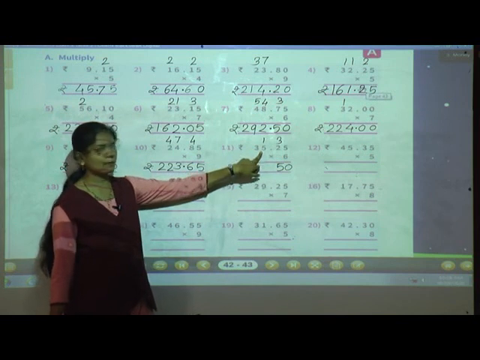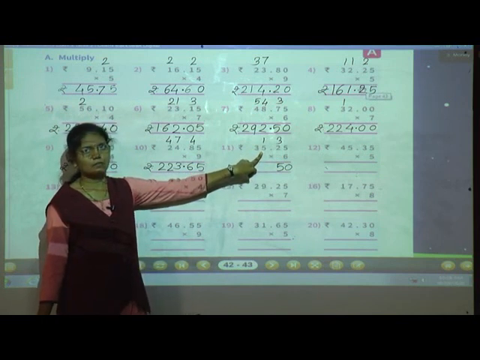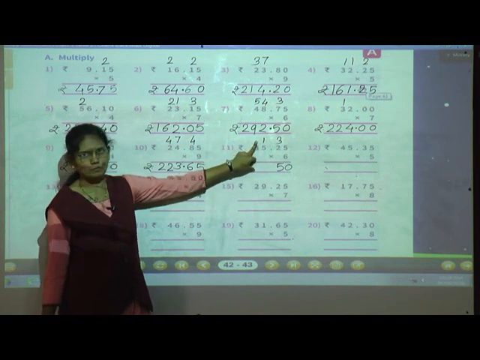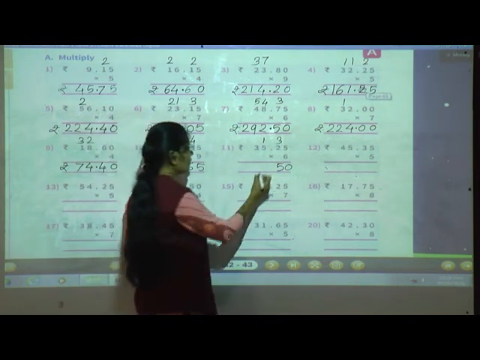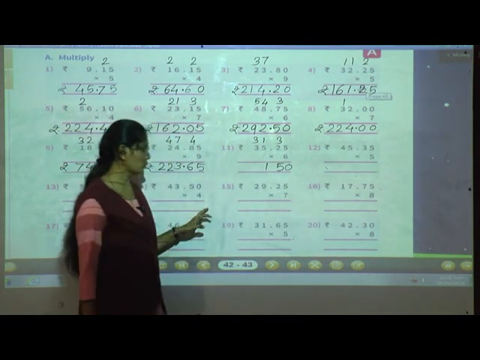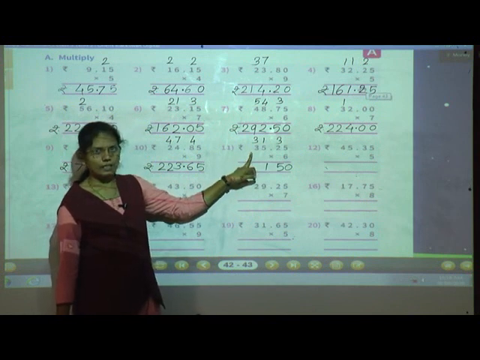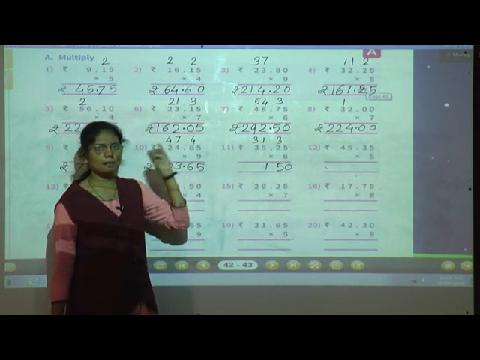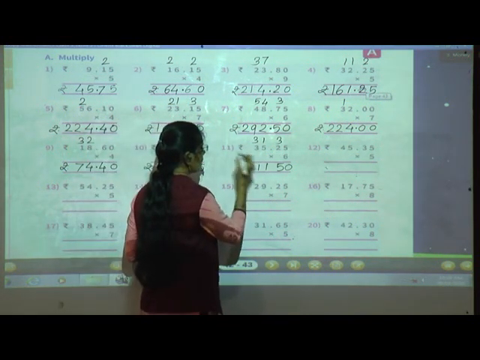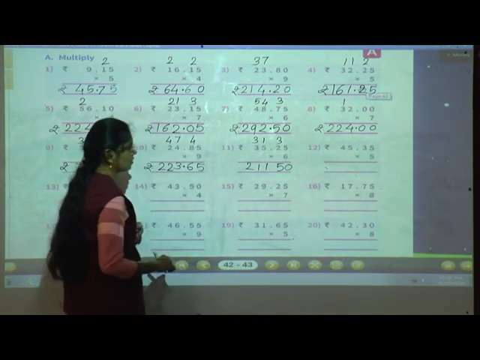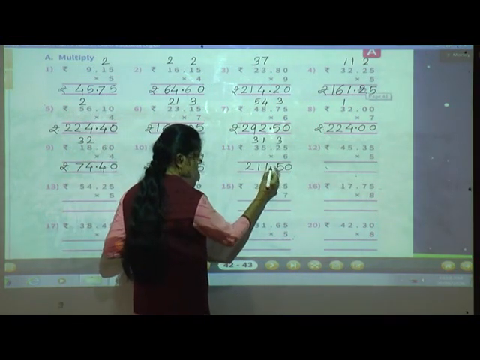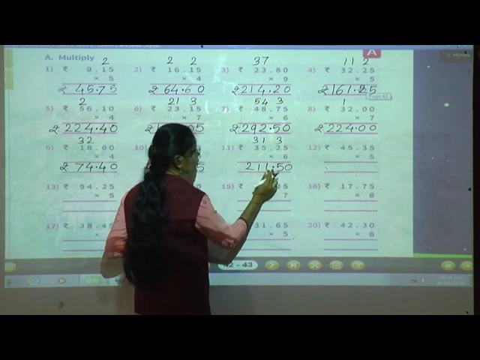Then 6 into 5, 6 5s are 30 plus 1, 31. So here we will write 1 and 3 as a carry. Then 6 into 3 we have to do. 6 3s are 18 plus 3, 19, 20, 21. So here we will write 21. Now give a dot from the right side before second digit. This 5 is the second digit from the right side, so before 5 we have to give dot.